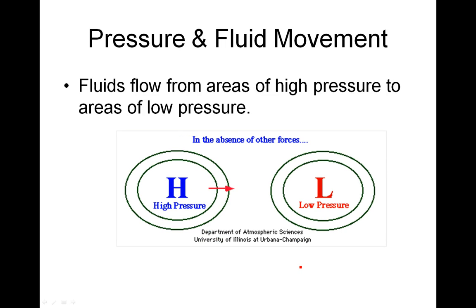Pressure and fluid movement. Fluids always flow from areas of high pressure to areas of low pressure. We're going to be saying this over and over again. You're going to get sick of me saying this. Fluids always go from high pressure areas to low pressure areas. It should make sense. Think of turning on a fire hose. The water is high pressure, it squirts out to low pressure.